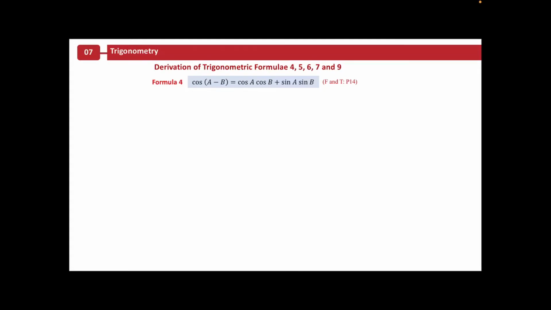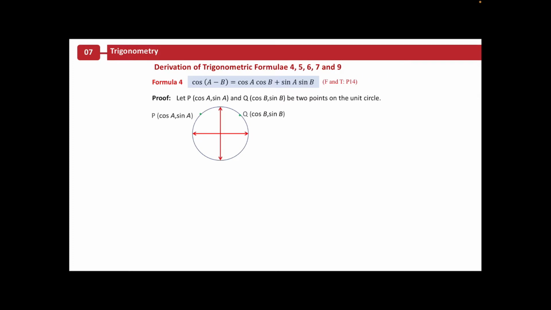Derivation of Formula 4. Cos of A minus B equals cos A cos B plus sin A sin B. Let P and Q be 2 points on the unit circle. Here, our radius is 1. Labelling angle B and angle A. This gives us the triangle with sides 1, 1, angle A minus B.